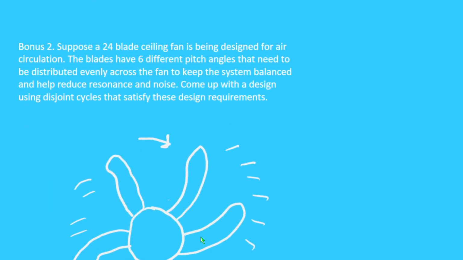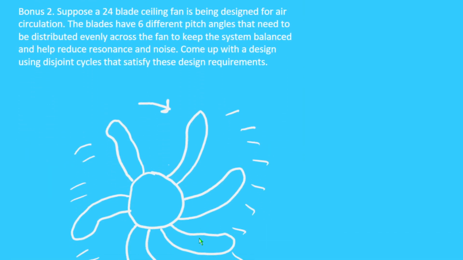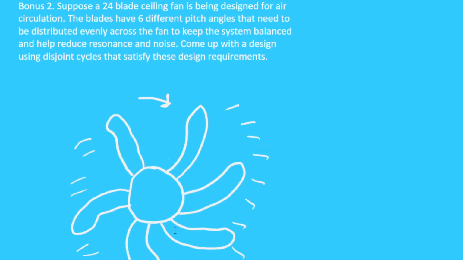All right, let's take a look at the second problem. So suppose we have a 24 blade ceiling fan and it's being designed for air circulation. So the blades have 6 different pitch angles that need to be distributed evenly across the fan to keep the system balanced and to help reduce resonance and noise. So we need to come up with a design using disjoint cycles that satisfy these design requirements. So let's take a look at what we got here.